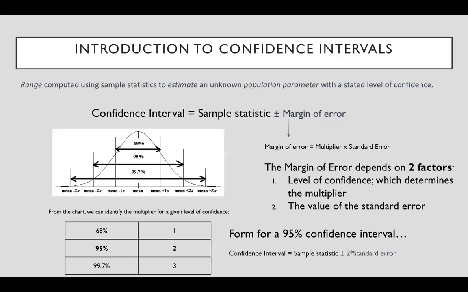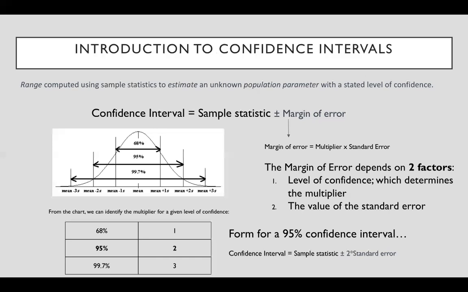The margin of error depends on two factors. It depends on the level of confidence. That determines the multiplier, so whether it's 95%, 99%, 90%, that affects the multiplier that you're going to use. Second, the value of your standard error. That affects how much bigger or smaller your margin of error is, which can affect, in the end, the confidence interval.